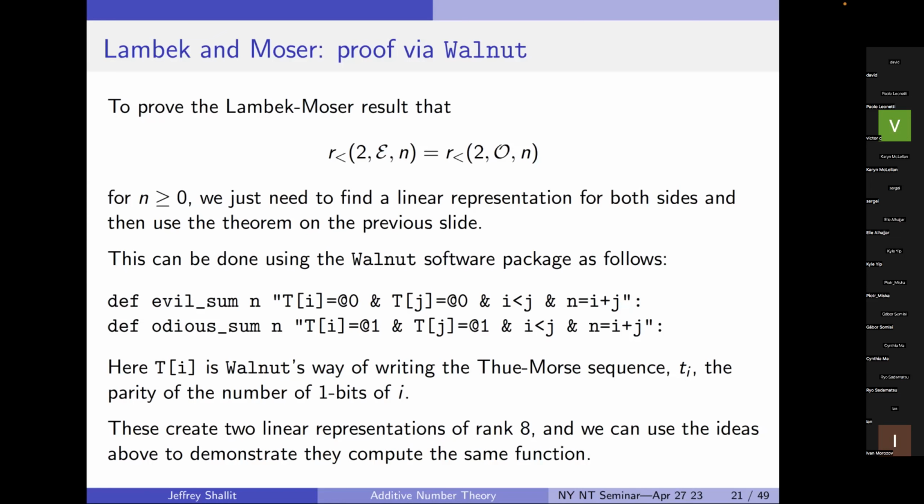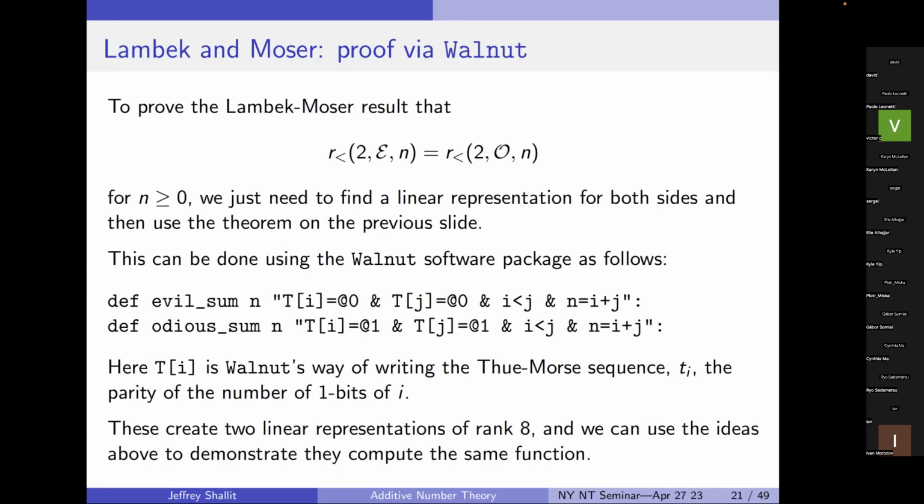So how do we do that? Well, in Walnut, we do it as follows. We say define evil sum n, the Thue-Morse function, which is the parity of the number of 1 bits of i, is 0, and at j it's 0, and i is less than j, that's the condition that we're enforcing, and n is i plus j. And the odious sum is they're equal to 1, and i is less than j, and n is i plus j. And what this does is it gives you back two linear representations of rank 8.